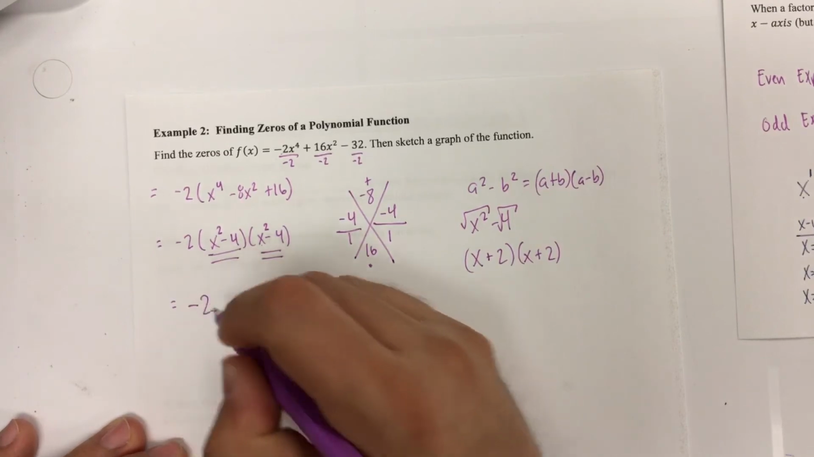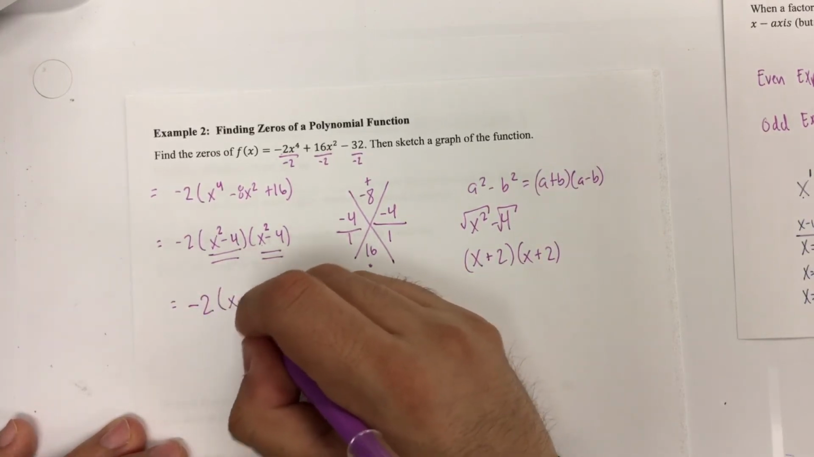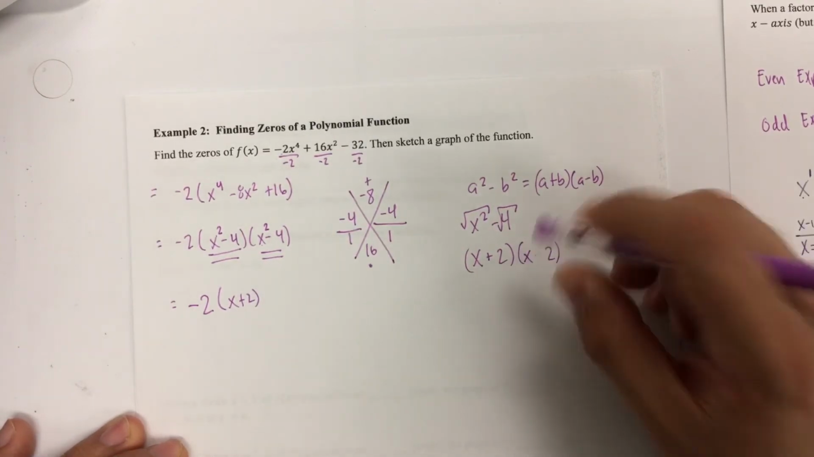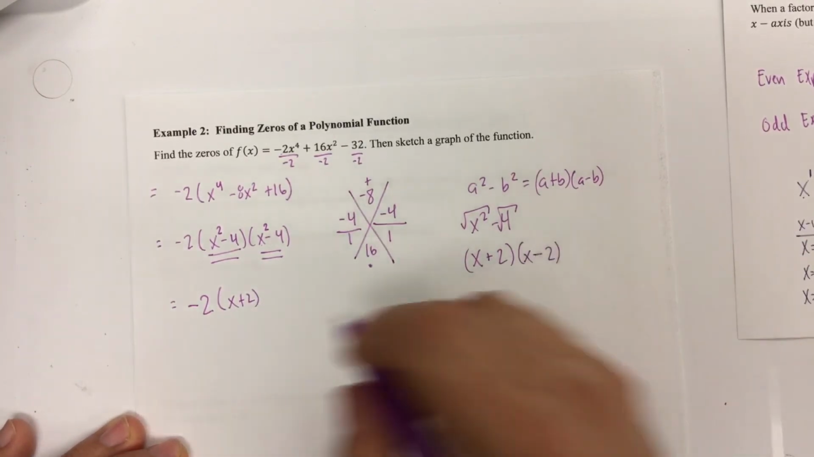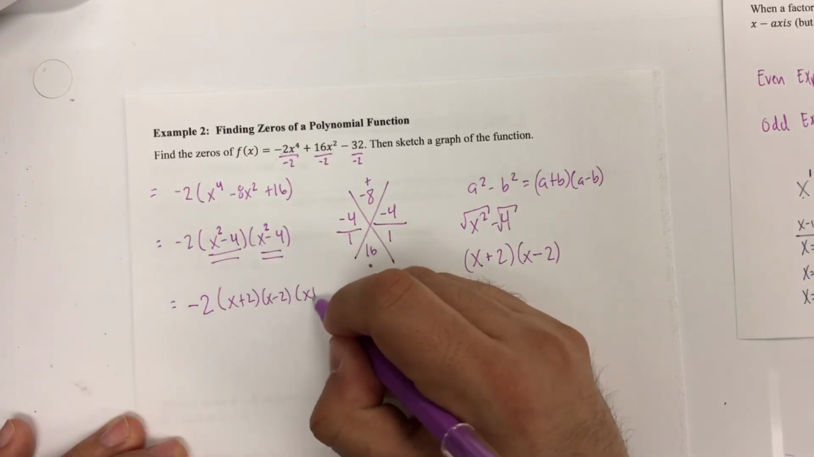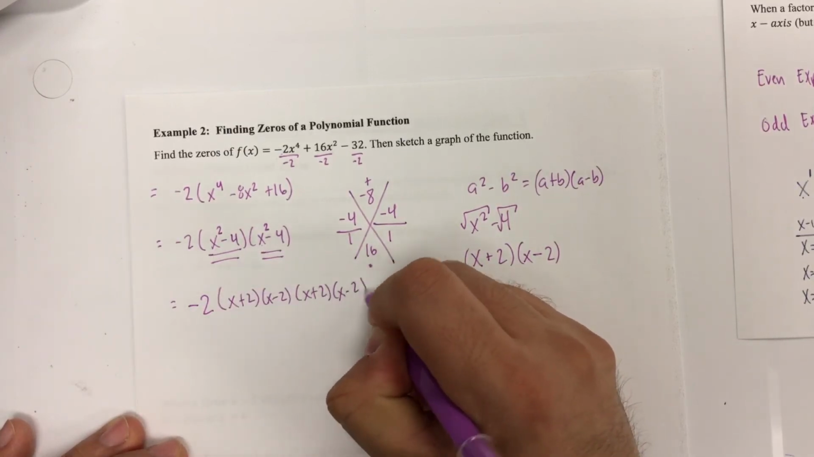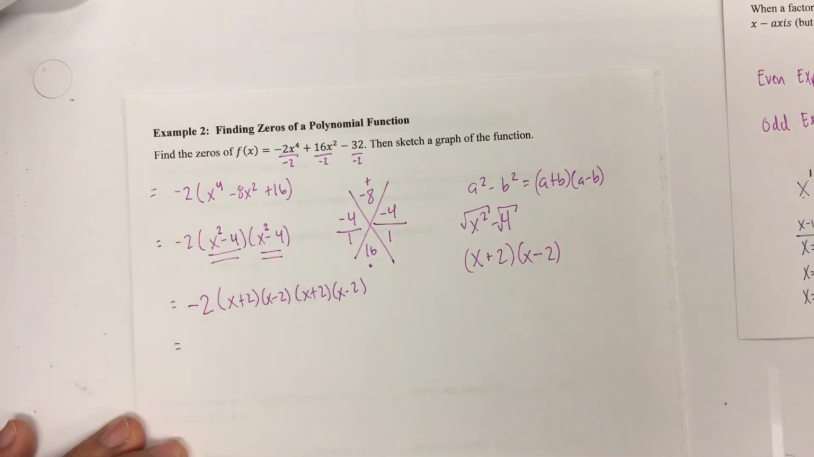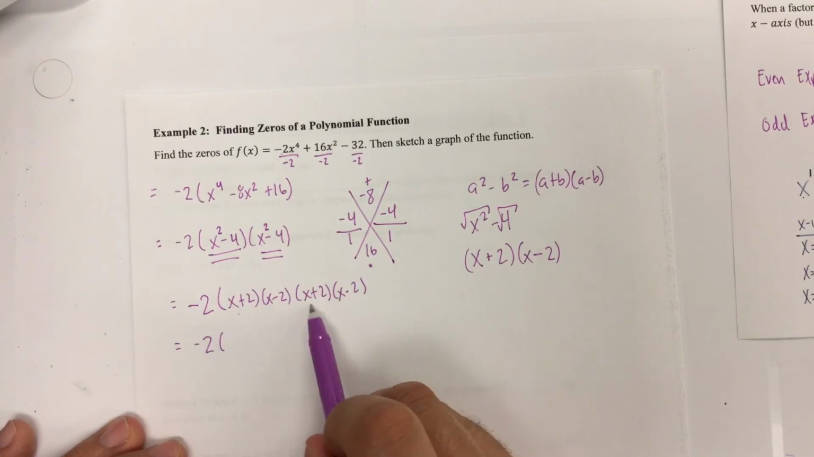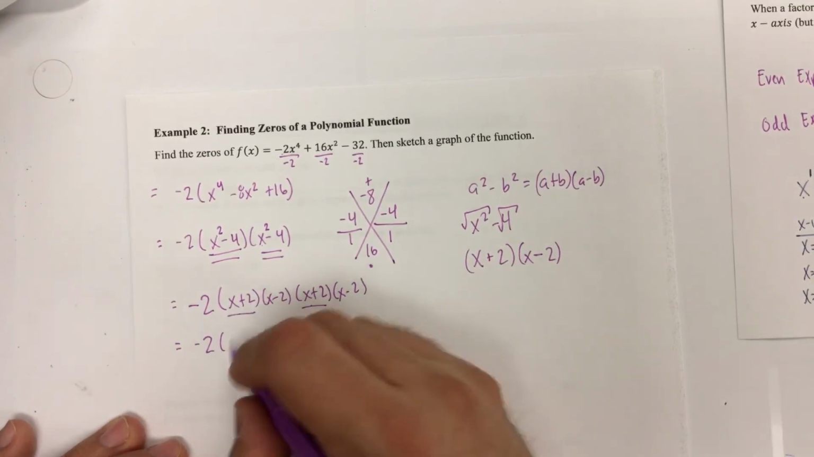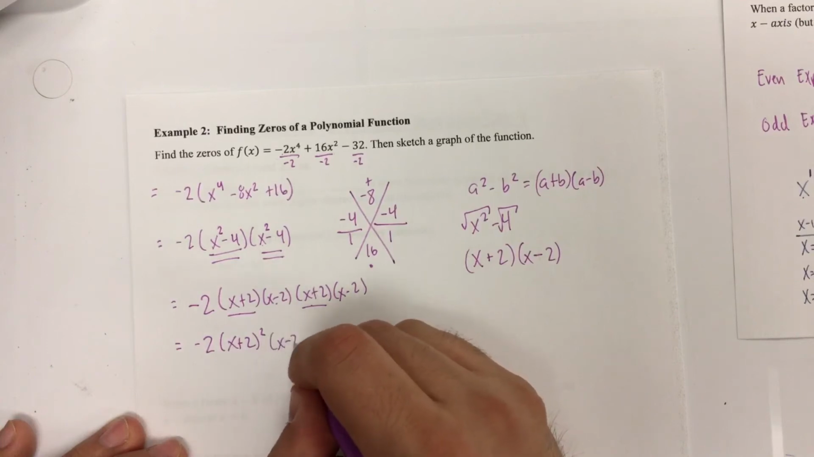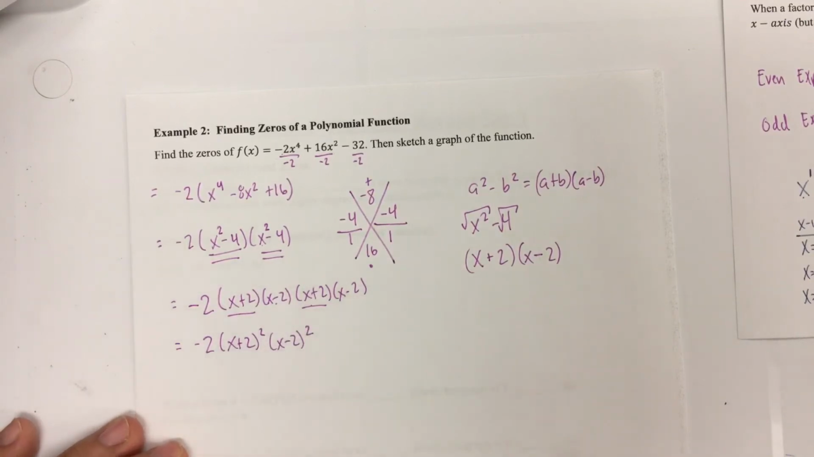So now we actually have -2. We have x plus 2. Sorry, I wrote a plus there instead of a minus. x plus 2, x minus 2, and that's happening twice because there's two of them: x plus 2, x minus 2. And last but not least, we're going to make sure that there's not multiple ones. So x plus 2 and x plus 2, we're going to write that as x plus 2 squared, and x minus 2 will be x minus 2 squared.